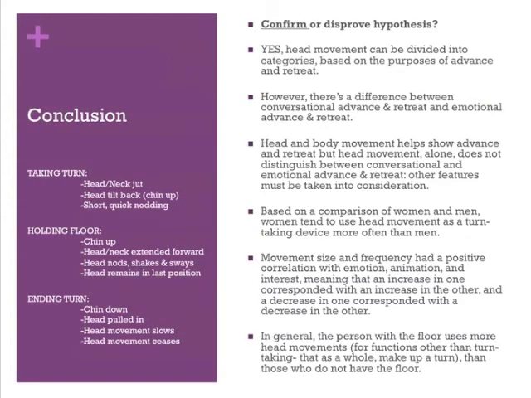Conclusion. Overall, we can categorize 3 main functions: taking a turn, holding a floor, and ending a turn. Taking a turn and holding the floor both correspond with advance movements, and ending a turn corresponds with a retreat. Through all 3 videos, participants had these things in common. For taking a turn, head and neck jut, head tilt back with the chin up, and short, quick nodding.